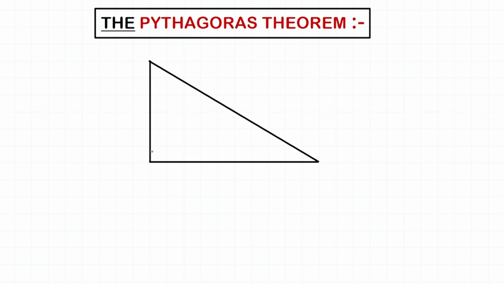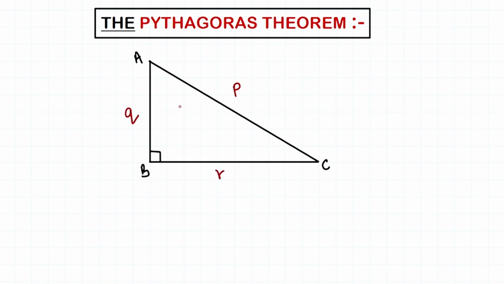And there we have it. This is our right angled triangle, okay? Let's name this triangle A, B, C. So we have our right angled triangle now. What the Pythagoras theorem tells us is that, let's say this side of our triangle is P, this side is Q, and this side is R.